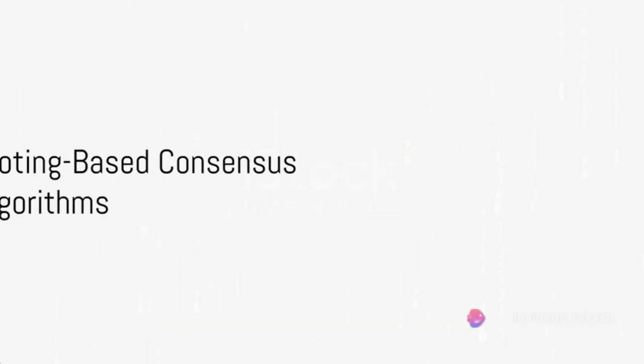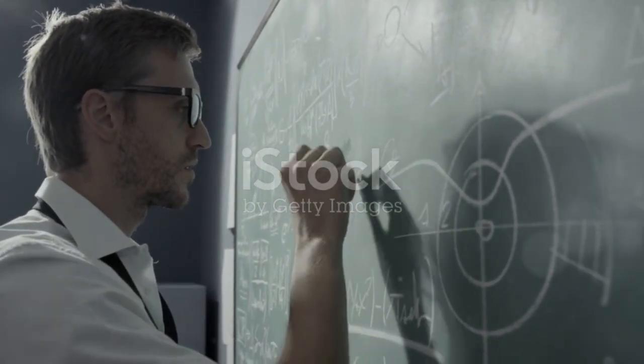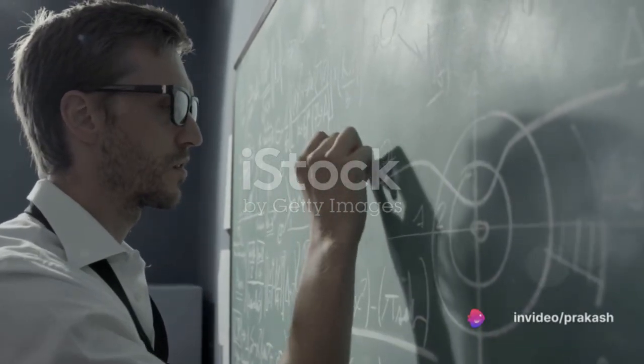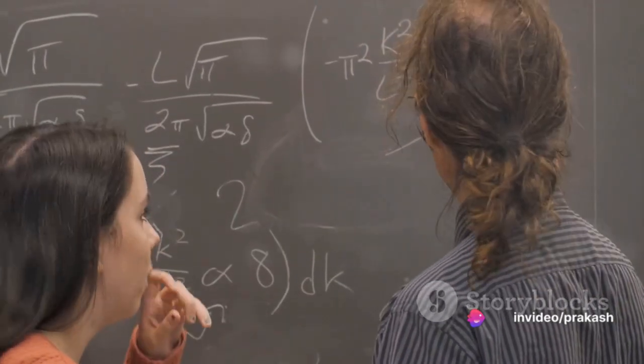Welcome to the world of blockchain where consensus rules supreme. But how is this consensus achieved? Enter voting-based consensus algorithms. These algorithms have been around for decades, tracing their roots to mathematical literature. They're Byzantine fault-tolerant, ensuring their security and stability with robust mathematical proofs.